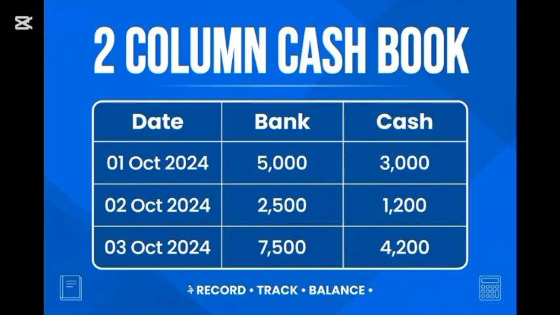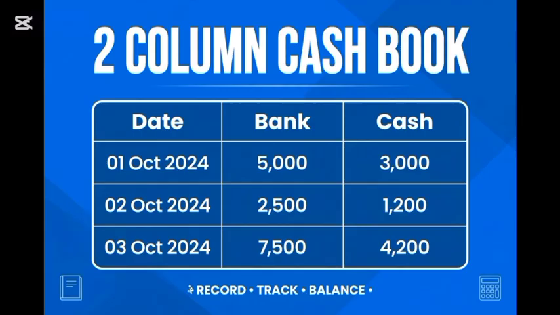Slide 7. Cash book example. 1 Jan, cash sales 10,000, debit cash. 2 Jan, paid rent 5,000 by check, credit bank. 3 Jan, received from customer 20,000, debit bank. After posting, you balance to know your balance.